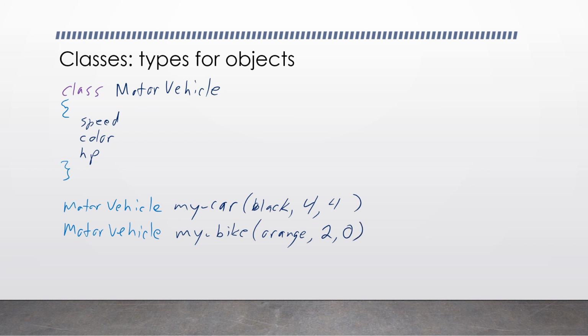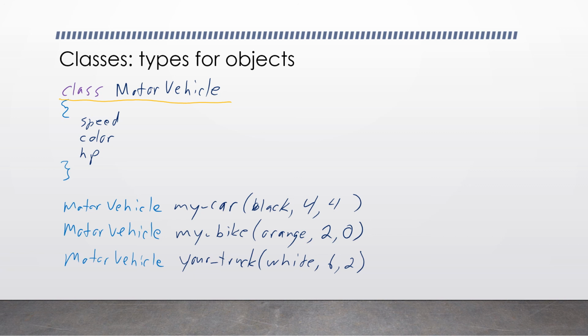And then we could do motor vehicle your truck and say that your truck is white and has 6 cylinders and 2 doors. Okay, so we get the idea. All of these different objects, my car is an object, my bike is an object, your truck is an object, but they're all members of the class motor vehicle.